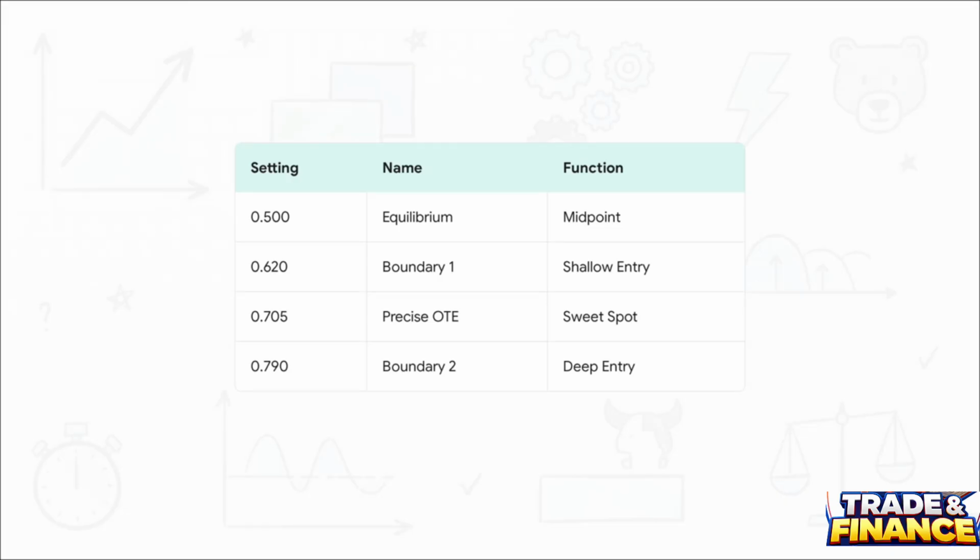Let's break down the exact mathematical Fibonacci parameters you're going to need to configure on your own charts. At the top, 0.500 is your equilibrium, the absolute midpoint. Then we step into the actual OTE zone. 0.620 is your first boundary, the shallowest entry threshold. Down at 0.790 is your deepest extreme. But look right there in the middle, 0.705, that is the precise OTE. It's widely considered the ultimate sweet spot for institutional re-entries because it offers just incredible risk-to-reward ratios.